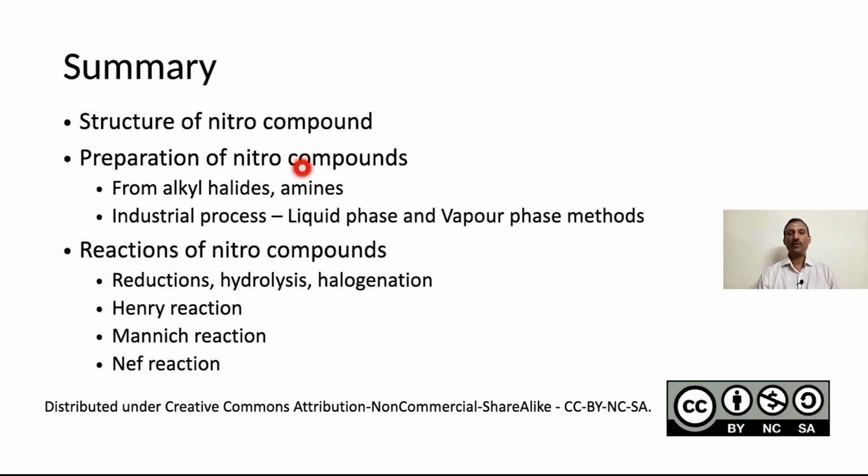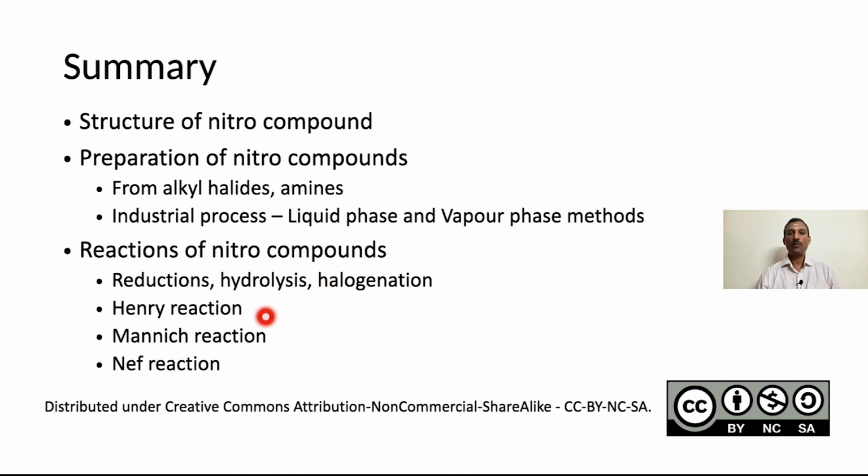Then we studied various preparations of nitro compounds, and how alkyl halides or amines can be converted to nitro compounds. We have also studied the industrial processes, that is the liquid phase methods and the vapor phase methods, and the criteria or rules governing nitration. Later on we studied the various reactions of nitro compounds. We first studied nitro compounds getting converted to amines using reduction reactions. We also studied the hydrolysis and the halogenation reactions of nitro compounds.